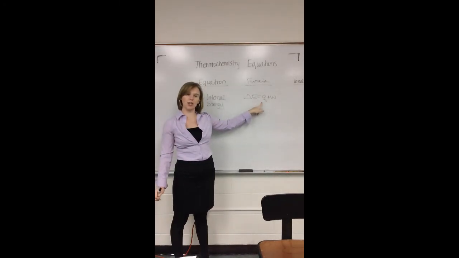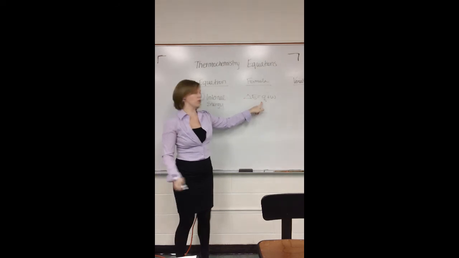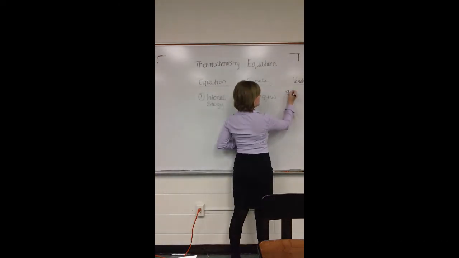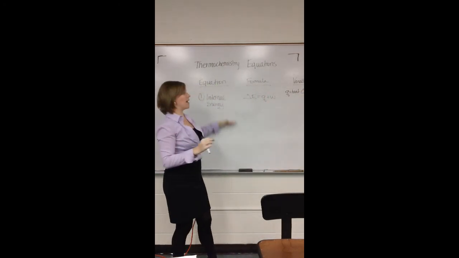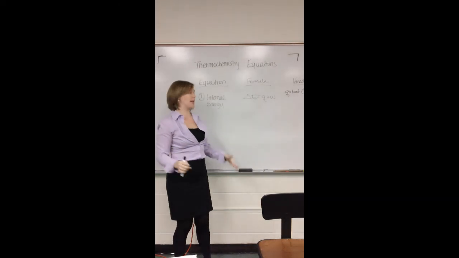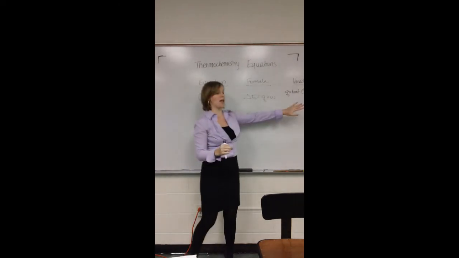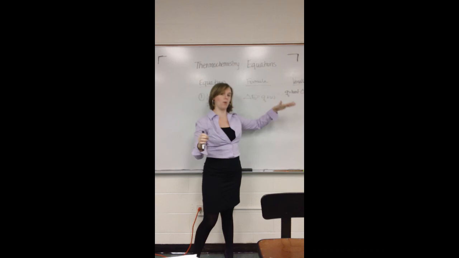Does anyone know what the units are on heat? Joules. So under my variables, I would say Q equals heat, and the units are in joules. Do that for each one. I'm going to write the rest of them out, and you're going to do the same thing. What's the formula, and what are the variables I need to worry about, and what are their units?